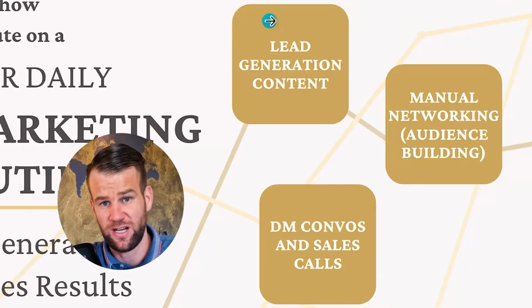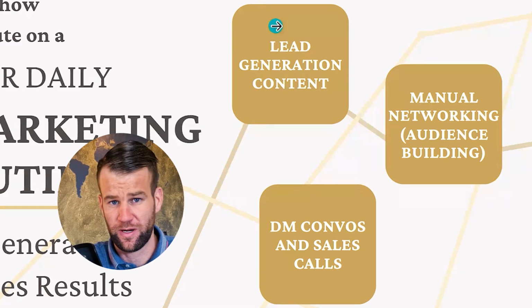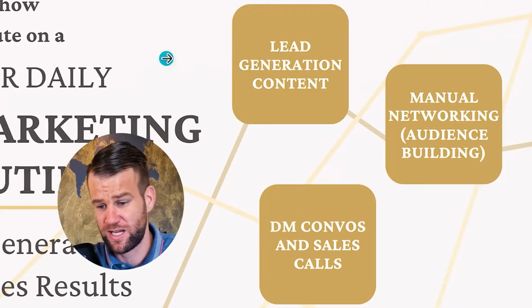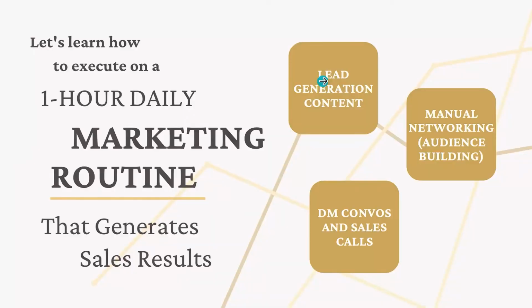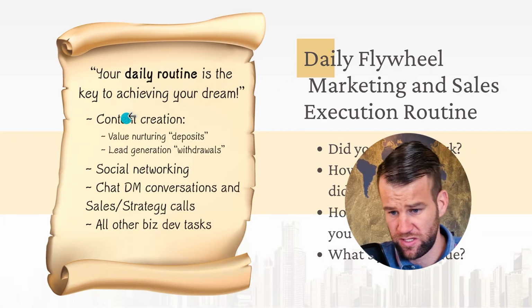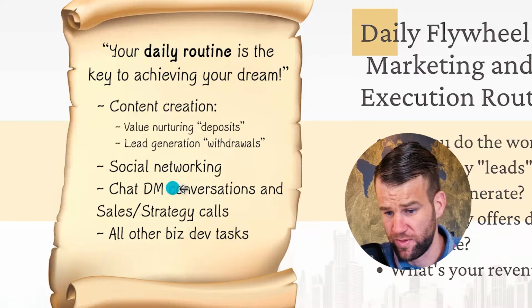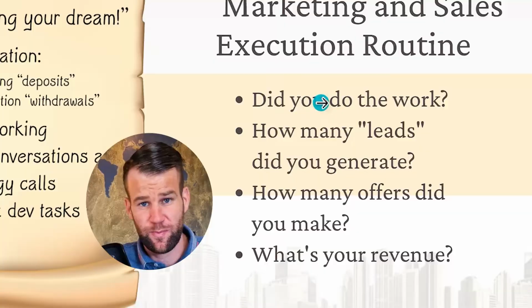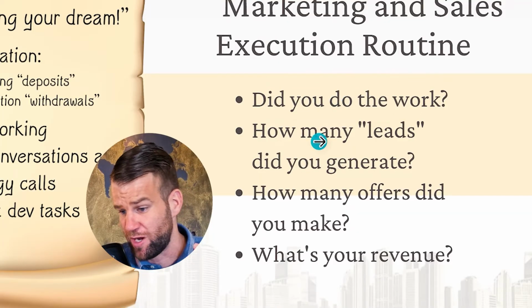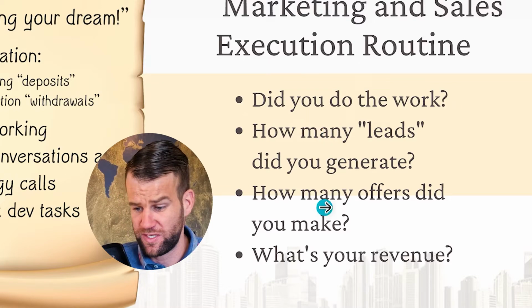Now, as you can see, we have learned how to create content pieces. Secondly, we have learned how to manually network with people and get more people to become part of your network, and how to deal with the DM conversations and sales calls, right? And these are the 3 things that you should be doing daily as part of your daily execution routine, right? And doing these 3 things, content creation, networking with people, and doing DM and sales calls, conversations with people, will generate results for you, and you should simply do the work, right? You should ask yourself, how many leads did you generate daily, how many offers did you make, and then the result will be your revenue, right?